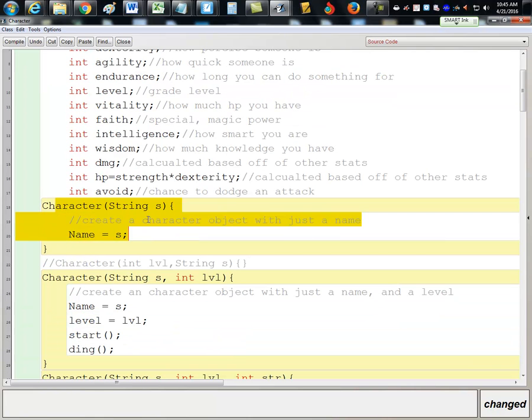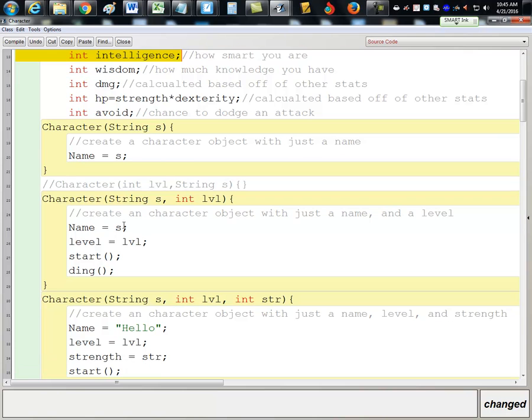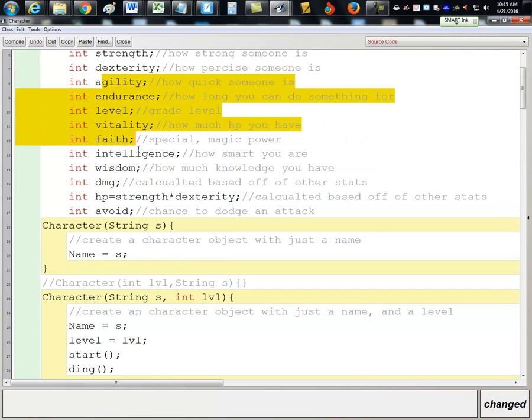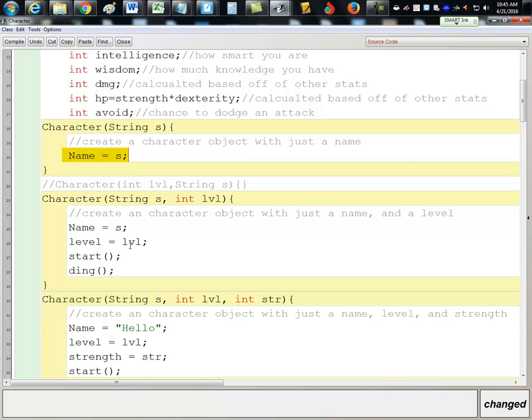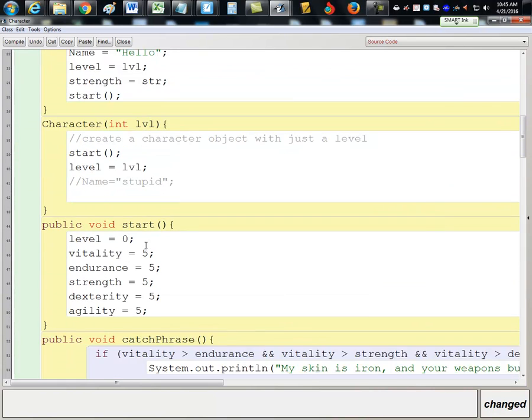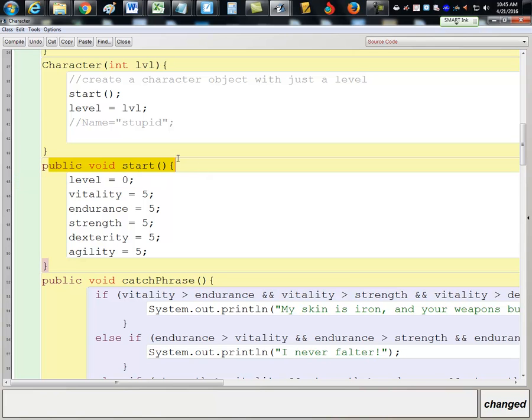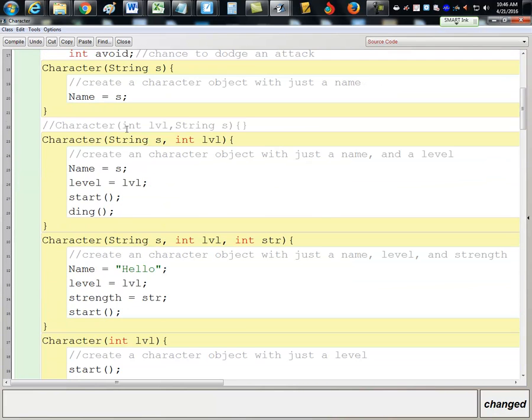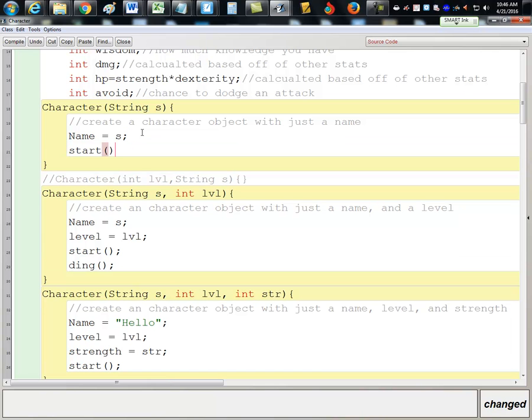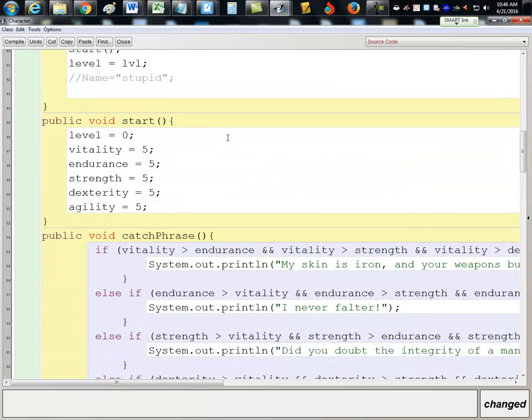Now, these constructors basically make these characters. These are terrible constructors because I'm not setting my stats. I should be setting all my stats inside all my constructors. So basically, I should be running start on all of these constructors, because then I have values for all my stats.